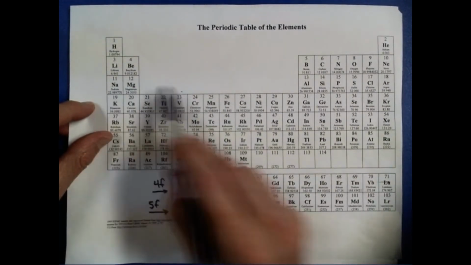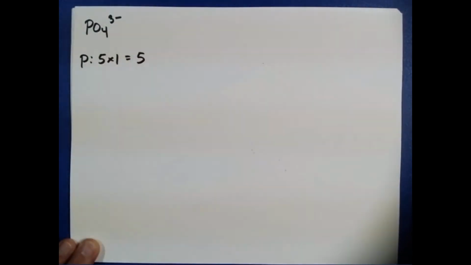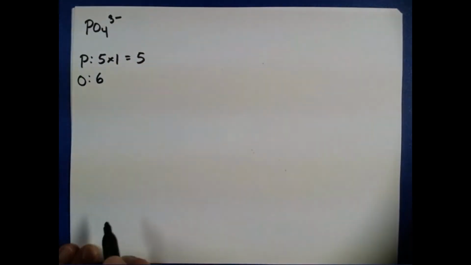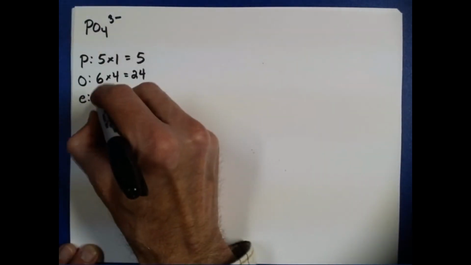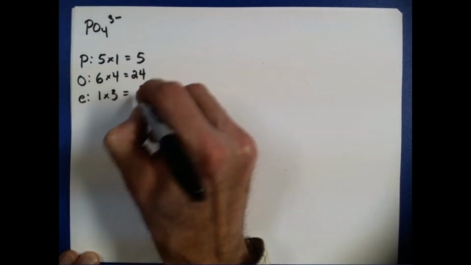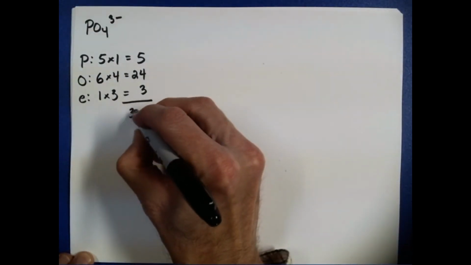Phosphorus has 5 valence electrons, and there's one of them, so that's 5 valence electrons from phosphorus. Oxygen, we're pretty used to that being 6 valence electrons, and there's 4 of them. 6 times 4 is 24. And then we have electrons to include. Each electron supplies a charge of 1, and there's 3 of them because of the -3 charge, so that's a total of 3 electrons. 5 plus 24 plus 3 is 32 valence electrons.